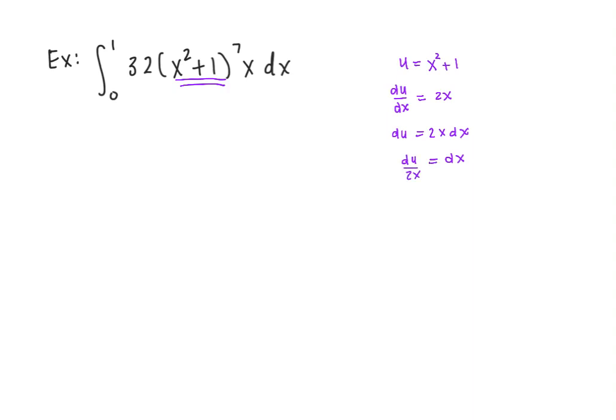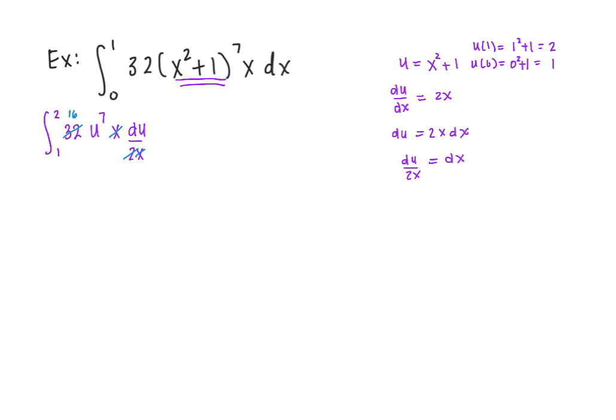And we also need to change our integral limits. U of 1 is 1 squared plus 1, which is 2. U of 0 is 0 squared plus 1, which is 1. So I've got new integral limits from 1 to 2. My 32 is still there. Now I've got u to the 7th x du over 2x. So here's what cancels. Your x's cancel, and this 2 will cancel with some of the 32.